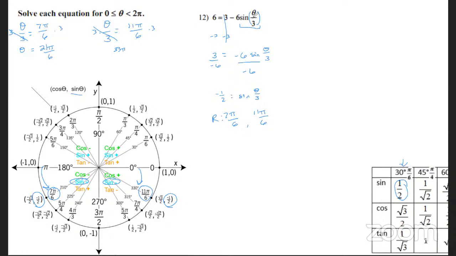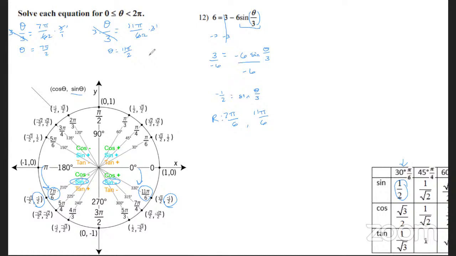Actually, let's go back. I didn't simplify these. I'm going to simplify them before I write the answers. Remember, this 3 is the same thing as 3 over 1 if we turn it into a fraction. So we can cancel this to 1 and bring this down to 2. So it's just going to be 7 pi over 2. Same with this one. That 3 can cancel out: 3 divided by 3 is 1, 6 divided by 3 is 2. So our theta here would equal 11 pi over 2. Hopefully you can see how I reduced those.